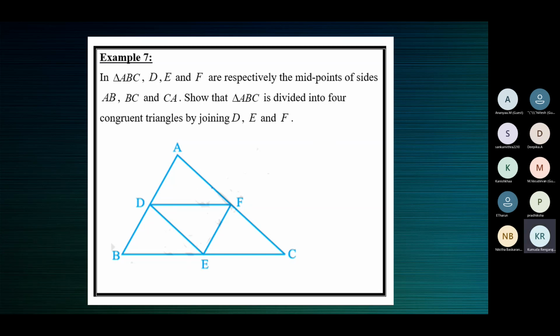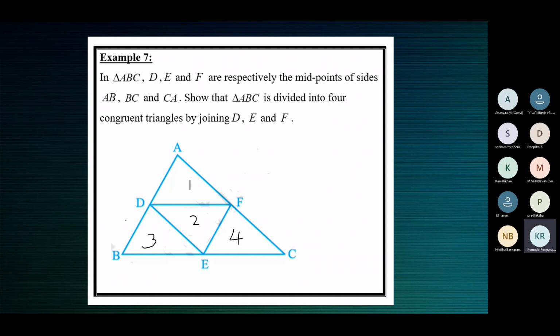Is the information given understood, and have you understood what result has to be proved, children? Yes, ma'am. So we have triangles 1, 2, 3, 4 out of the whole triangle ABC. We have to show that triangle 1 is congruent to triangle 2, is congruent to triangle 3, is congruent to triangle 4.